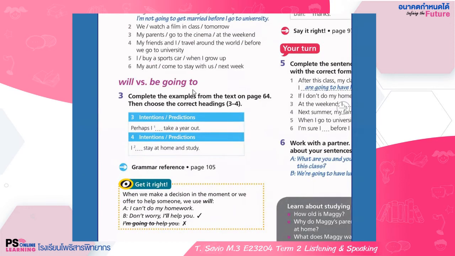Will versus be going to. Complete the examples from the text on page 64. Then choose the correct headings. 3, 4. Intentions, predictions.